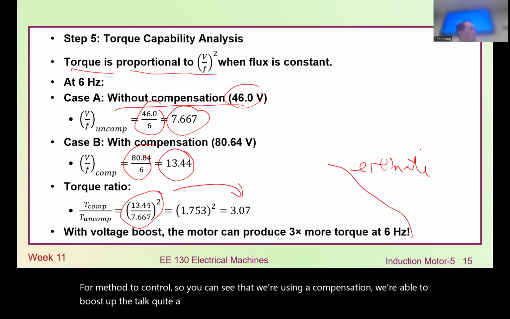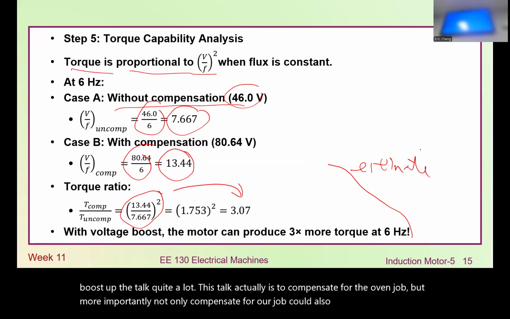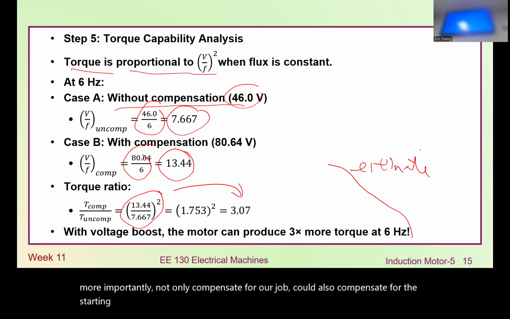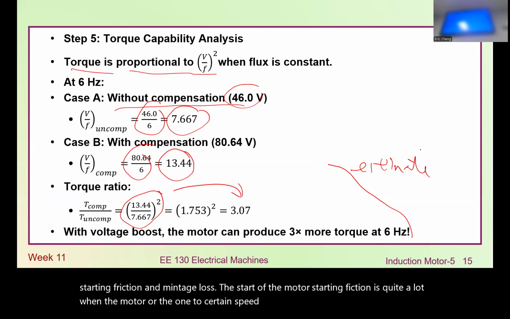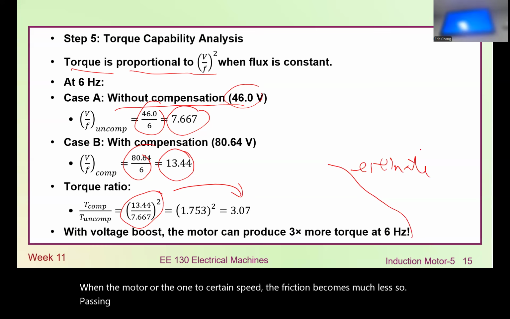This torque is actually to compensate for the R1 drop. But more importantly, it can also compensate for the starting friction and windage loss. The starting friction of the motor is quite a lot. When the motor is already running at a certain speed, the friction becomes much less. So in the starting friction, we also need to use the boost voltage to compensate.